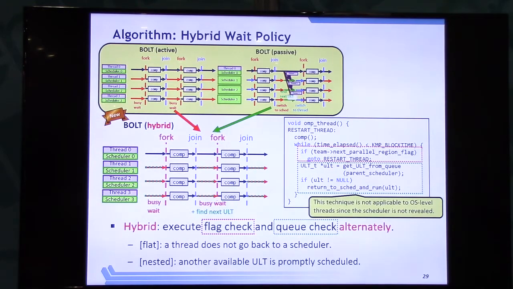In the case of flat parallelism, compared with active, it adds queue checking overheads, but still it can restart the parallel region without going back to the scheduler. In the case of nested parallel regions, compared with passive, it adds a flag check overhead, but still it can quickly find ready threads in their task queues.